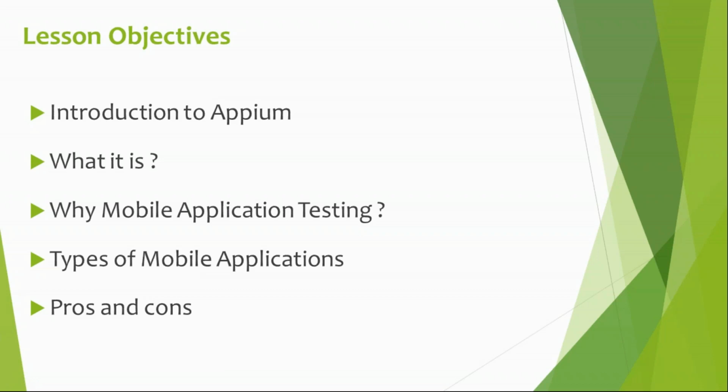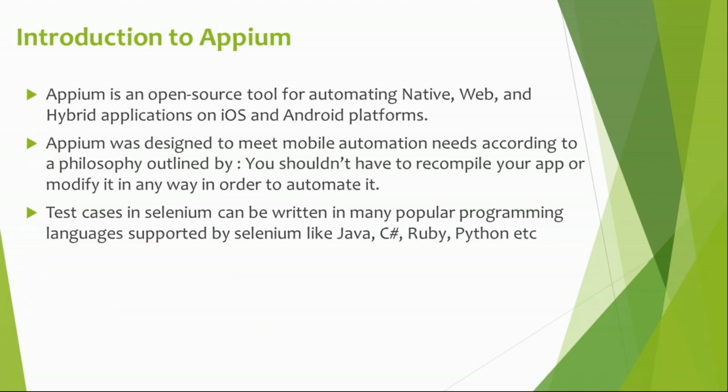So how many of you know what applications you are using in your day-to-day life? We will see how many types of applications there are, and we will see the pros and cons of the Appium tool. Appium is a tool which is used to test your mobile applications, which is similar to Selenium. The coding structure and the architecture are similar to Selenium.